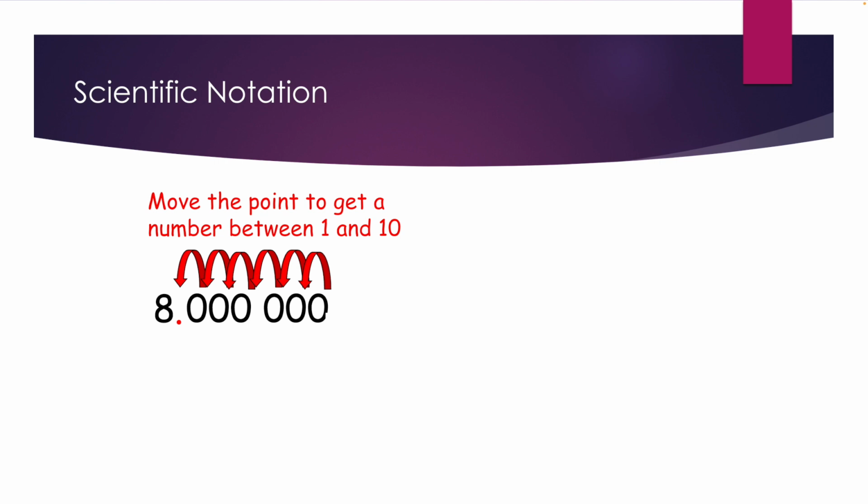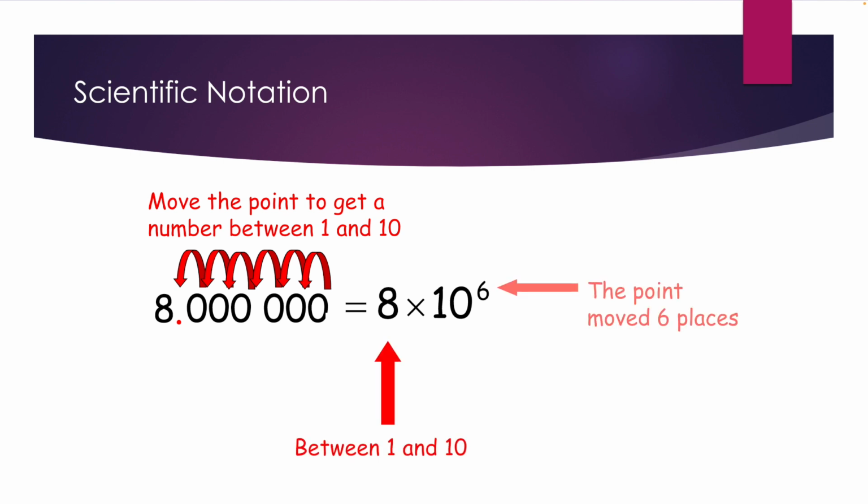So bigger than 1, smaller than 10. And we're going to count how many jumps we made. So again, I made 6 jumps to get there. So it becomes 8 times 10 to the power of 6. And so that first number must be between 1 and 10, and the power tells us how many times we move the decimal place.